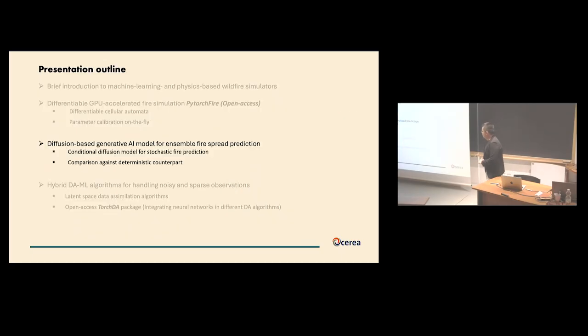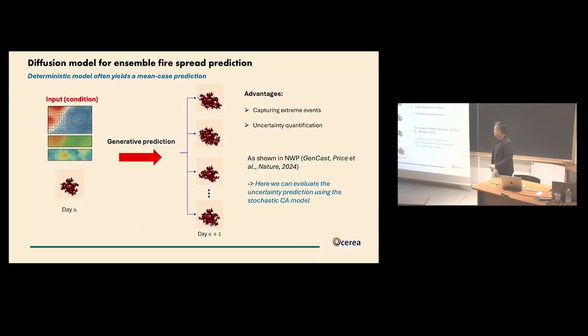Okay, so now the second part is about the diffusion-based generative AI model for ensemble fire predictions. The whole idea, as I mentioned before, is that given the same input condition, the same fire burn area, we would like to represent a probability of fire spread for the next steps. In this case, that is translated by an ensemble of predictions. But how are we going to be able to do that?